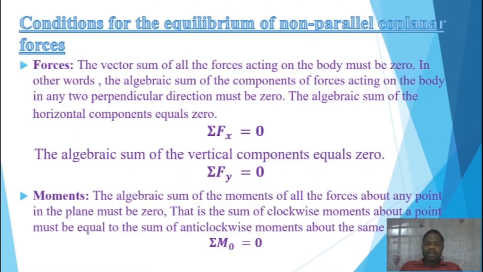Okay, then the moment. We say the algebraic sum of the moments of all the forces about any point in the plane must be 0. That is, the sum of clockwise moments about a point must be equal to the sum of anticlockwise moments about the same point. That's why we have sigma M0 equal to 0. That is to tell you we consider a point O. So the algebraic sum of all the moments about that same point will be 0.